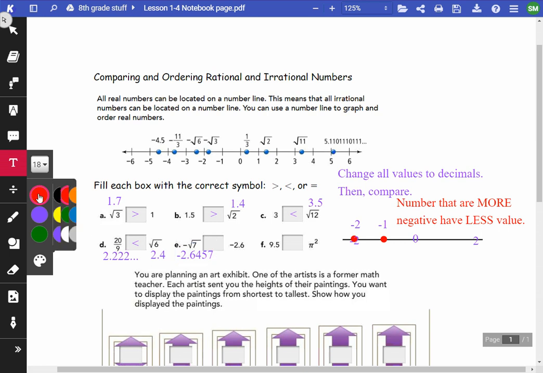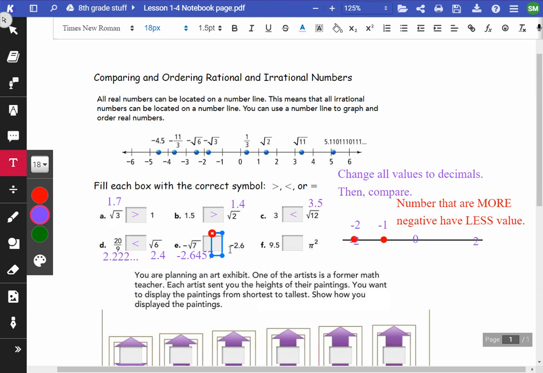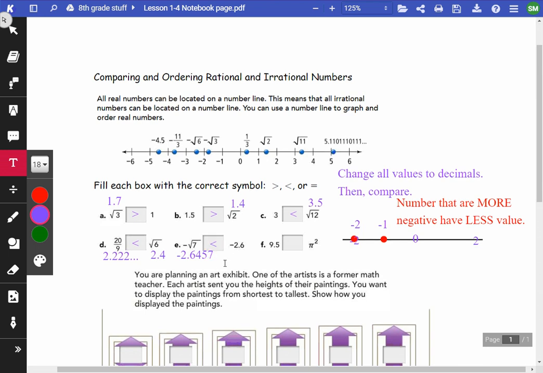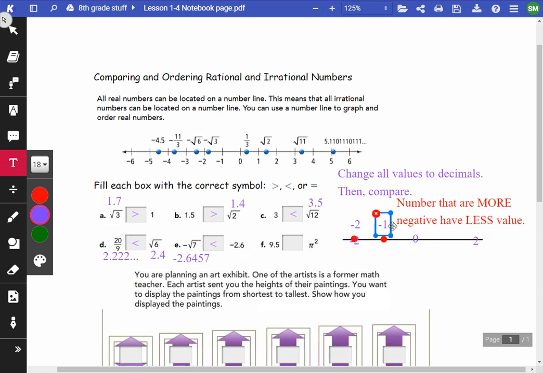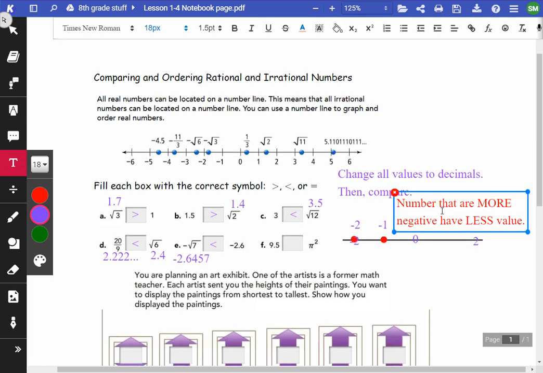So which one of these, going back to my purple now, is more negative? That would be this one on the left, negative square root of 7, and that means it has less value, so there we go, less than goes there. Okay, whew, that was kind of a lot of work on that one.